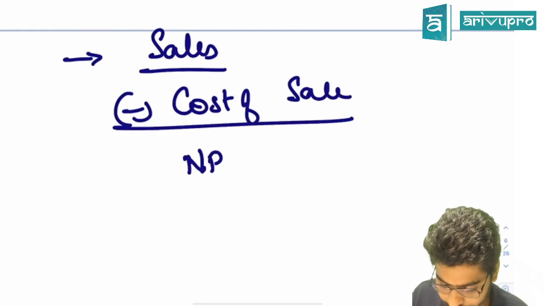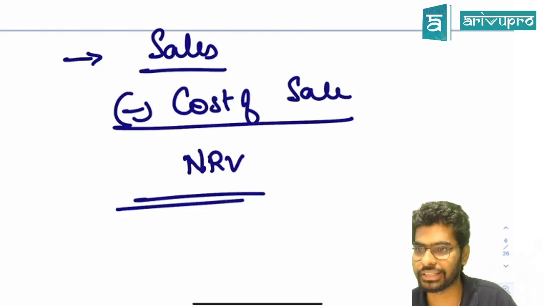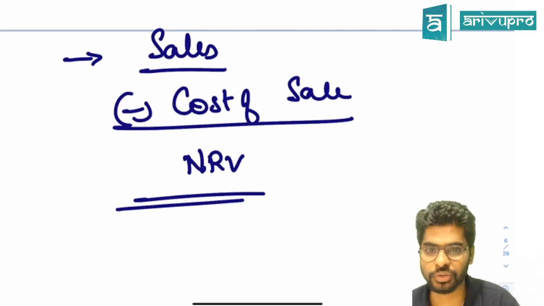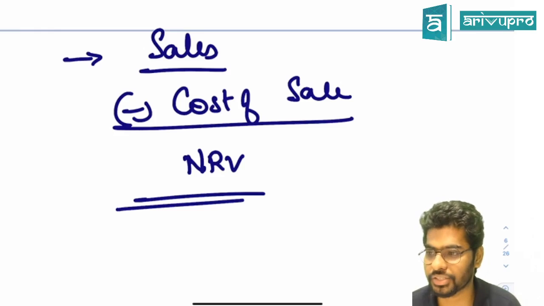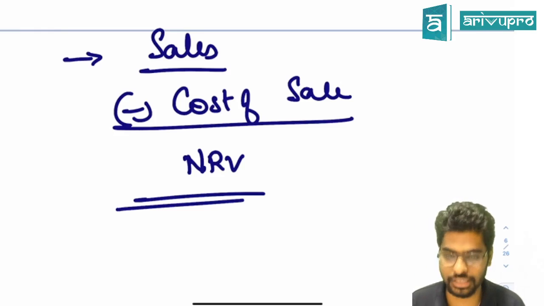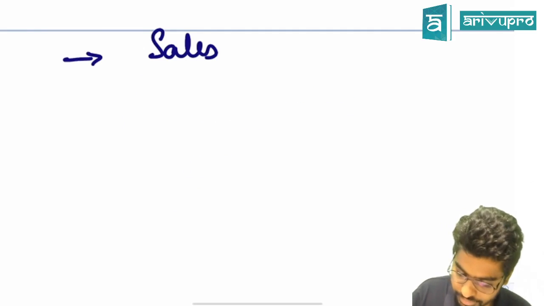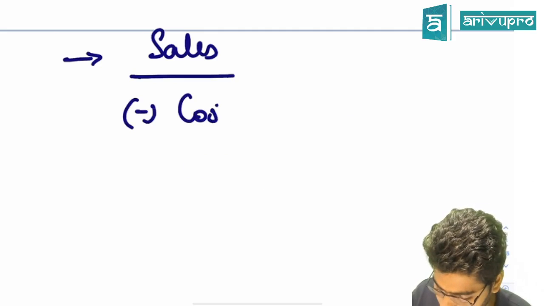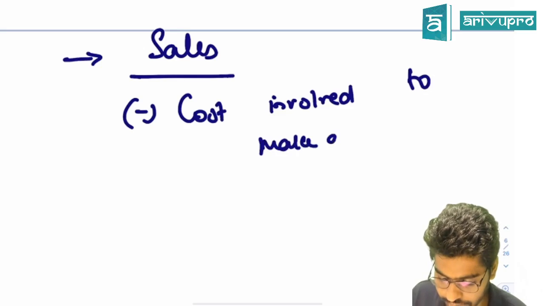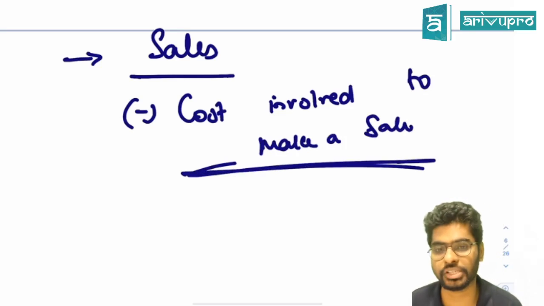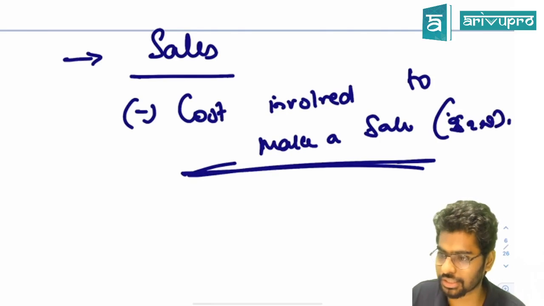This is known as net realizable value. In general, the net realizable value definition under inventory is basically your sales value minus any cost involved to make a sale. It's not the cost of sale, it is any cost involved to make a sale. That can be your selling and distribution cost.